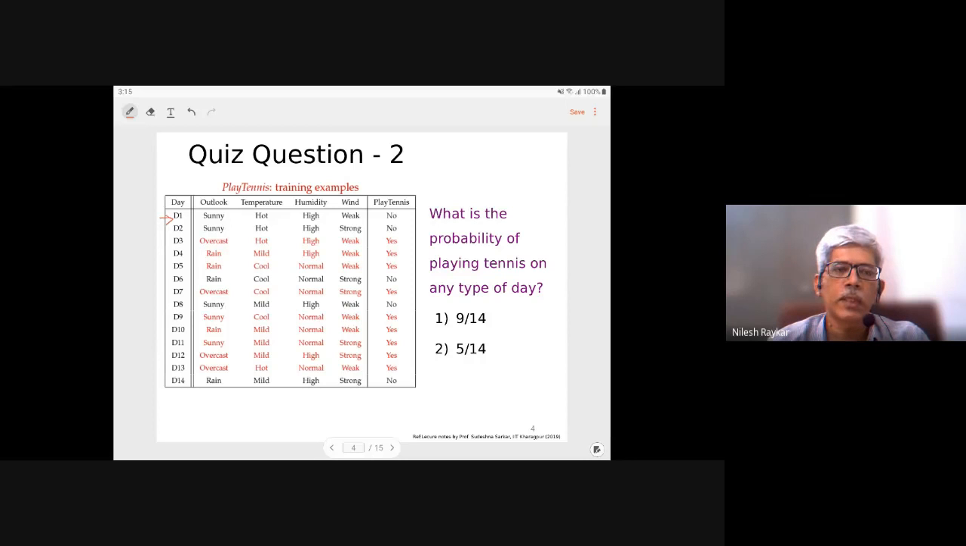Now, one of the calculations we need is to find the probability of people playing tennis, irrespective of the type of day. That is what this question is asking: what is the probability of people playing tennis on any type of day? So again, I opened the polling form, and you have to give your answer.